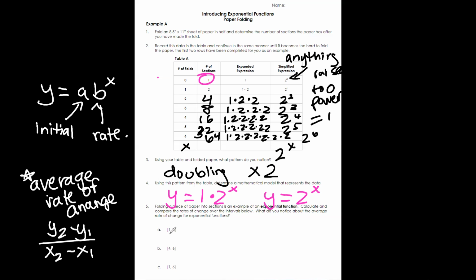So on here, we've got from 1 to 3. 1 is going to be our x1. 3 is going to be our x2. Now, how do we get our y1, y2? Well, we come up here to the table, and when x is 1, we look at what y is. When x is 3, we're going to look at what y is. So this is going to be your y1. This is going to be your y2.